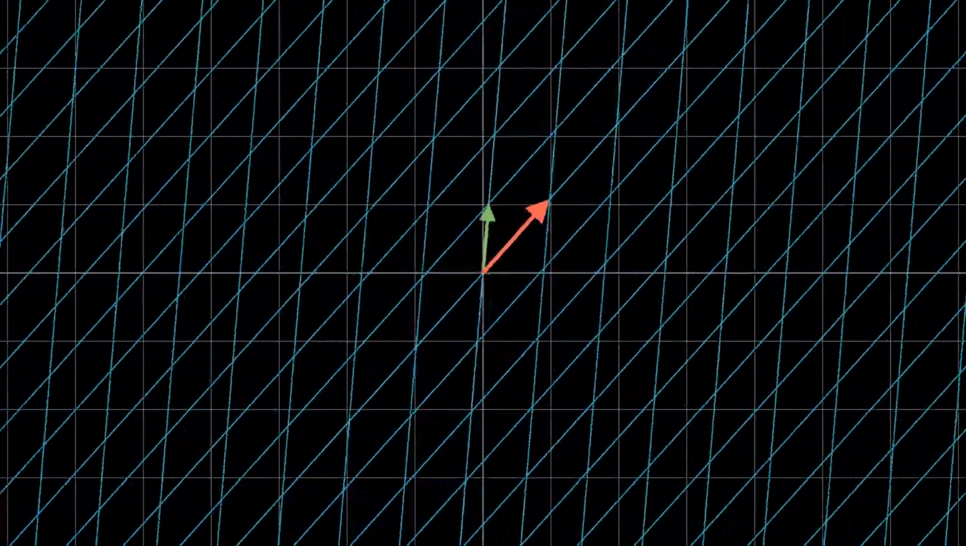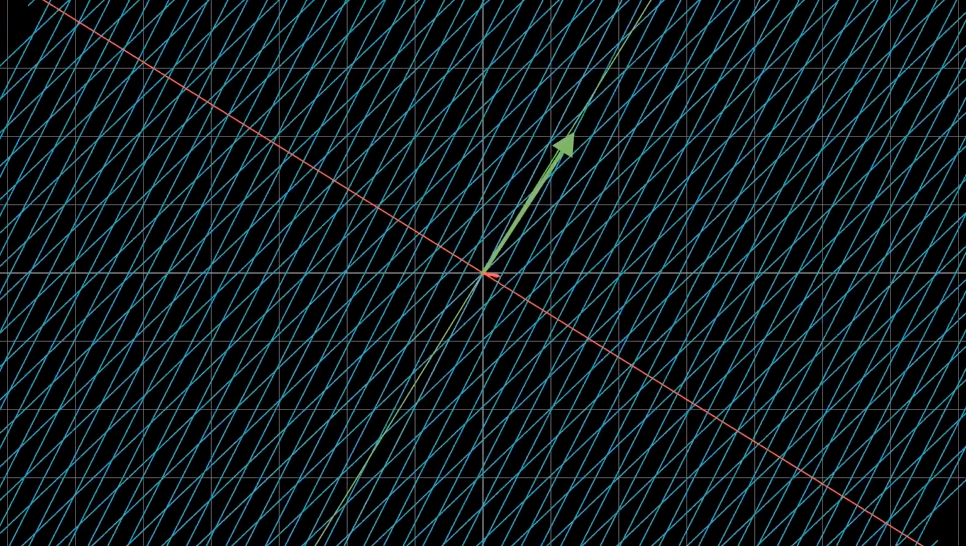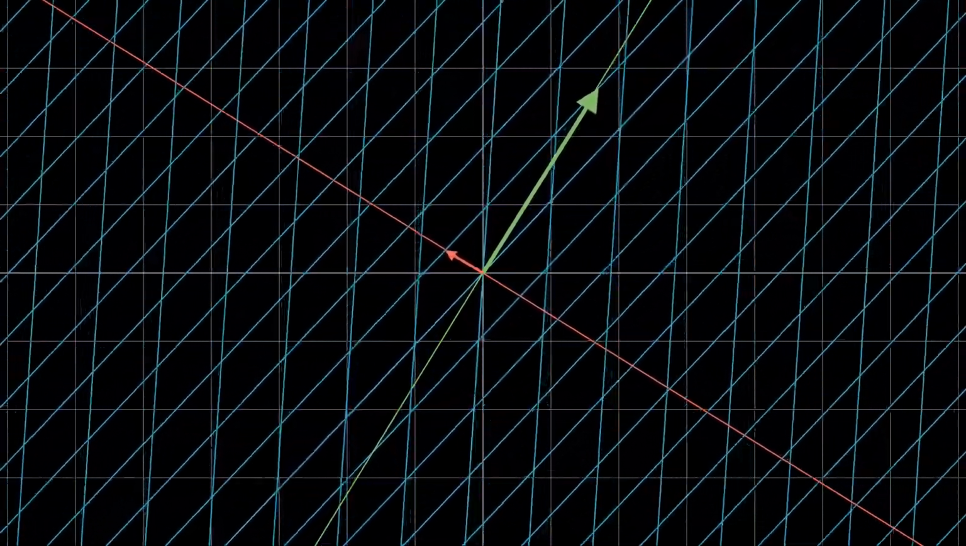It can get quite messy if we try to apply the transformation multiple times. However, this is not why I show you this. For now, I want you to focus on two different vectors and see if you notice something after applying the transformation.